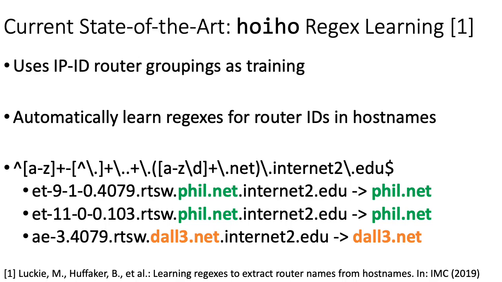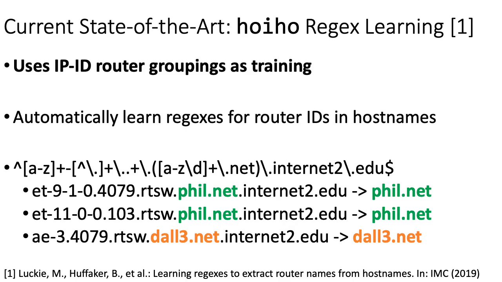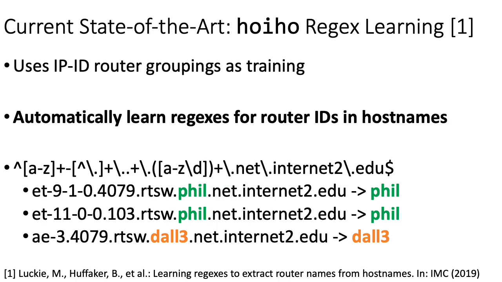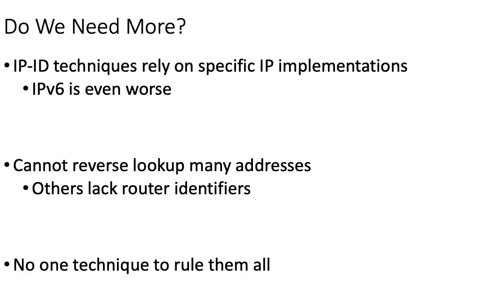And the second technique that I'll include as state-of-the-art is extracting router identifiers from DNS hostnames. Doing this on a large scale was only really made possible recently. And this new tool, called Hoiho, uses IPID alias resolution as training data and automatically learns regular expressions that can extract router identifiers embedded in the hostnames. As an example, PHIL and DAL3 at the bottom indicate different routers in Internet2's network.